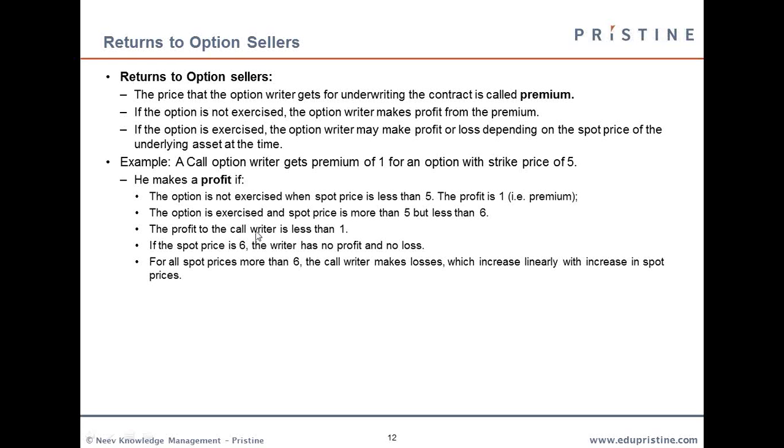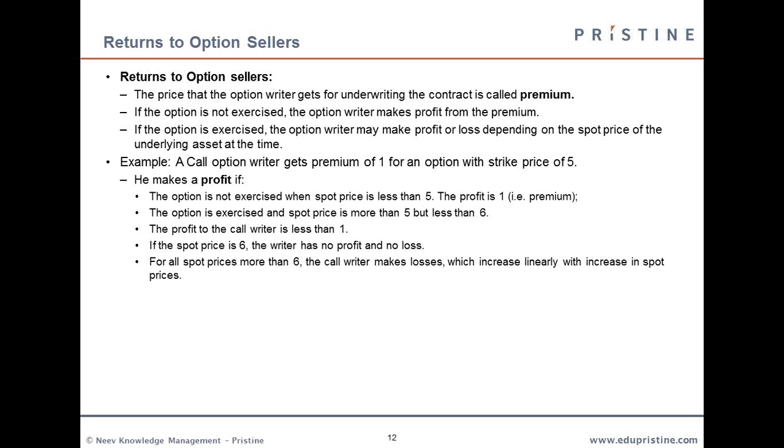Again, he may still get a profit if the price exceeds 5 but is less than 6, because the difference should be less than the premium that he is getting by selling the option. So here the premium is 1. If it is less than 5 plus 1, which is 6, he'll still end up gaining some profit, which is obviously less than 1.